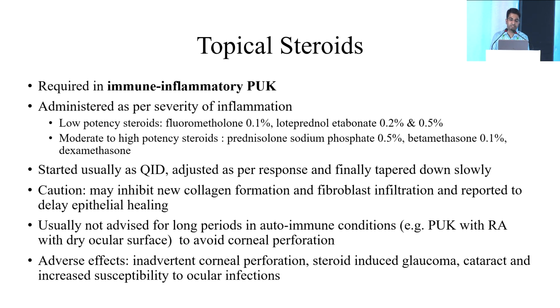Initially, you can start with low potency steroids like fluorometholone or loteprednol if you think that the pathology, symptoms and signs are not severe. In cases of rapid progression or severe cases, you can go for higher potency steroids like prednisolone phosphate or betamethasone. Usually it can be started QID, or more frequently depending upon the severity of symptoms. Caution should be taken when you think of an infective pathology. You treat the infection first and then you start the steroids. Adverse effects can be corneal perforation, steroid-induced glaucoma, cataract, and susceptibility to secondary infections.